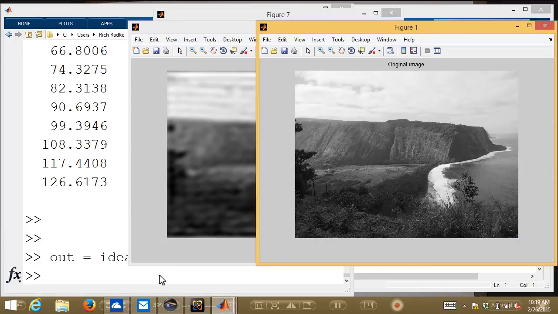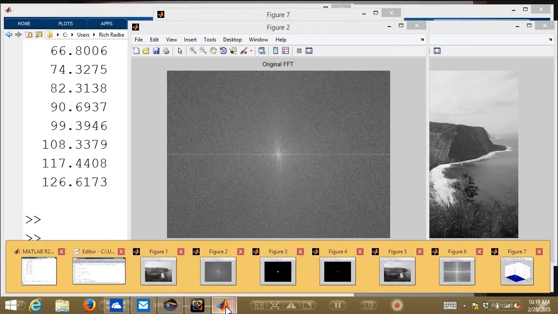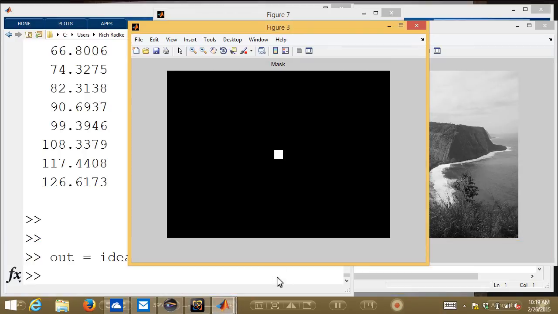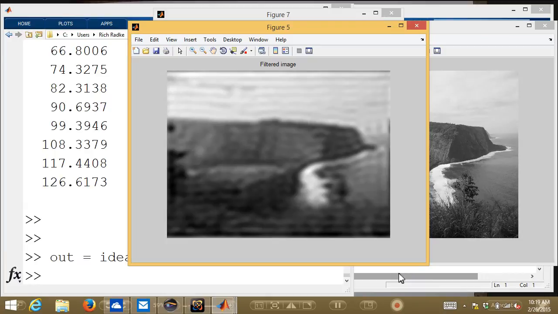Okay, so what are we going to see here? Well, here's my original image. Here is the Fourier transform of that image. Here is an ideal filter mask, which is basically saying, pass all the frequencies inside this box, cut out everything else. When I apply that to my image, I'm preserving all that stuff inside the box and throwing everything else away. Now when I take the inverse DFT of that, I get this blurry image, okay?